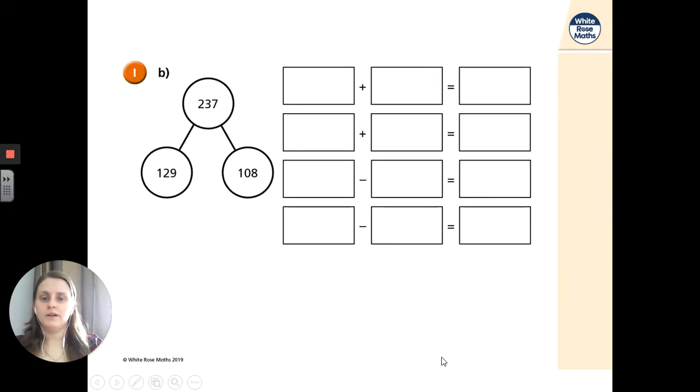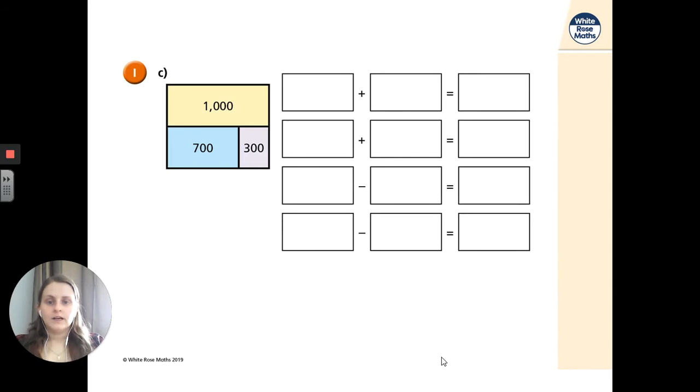And same method again, slightly bigger numbers now, but again, you've got your whole at the top and the two parts that make up that whole. So which numbers need to go in which boxes? And finally, you've got a bar model instead. So you've got 1,000, 700 and 300. So again, your whole is the 1,000 because it's the full length of that bar model, and your two parts are 700 and 300. So again, place them in the correct boxes.